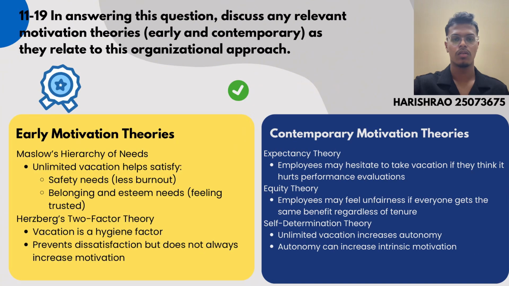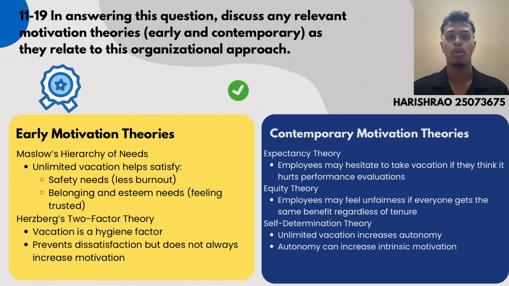Thank you. So, as the question has mentioned, discuss any relevant motivation theories, which is early and contemporary. So now, let's connect these to the motivation theories. Starting with the early theories, Maslow's hierarchy of needs can satisfy safety needs by reducing burnout and stress, and also belonging and esteem needs because employees feel trusted and valued. Next, Herzberg's two-factor theory views vacation as a hygiene factor, and it prevents dissatisfaction but doesn't automatically increase motivation on its own.